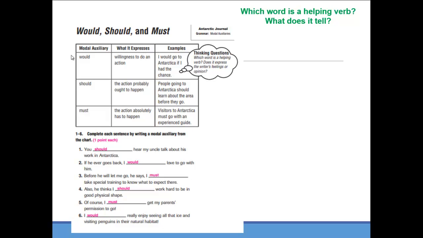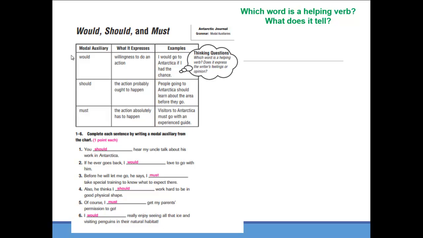Number 4, also he thinks I should work hard to be in good physical shape. So he thinks I should work hard. Again, the verb should shows that it's probably better that way. You should work hard. I should work hard to be in good physical shape.